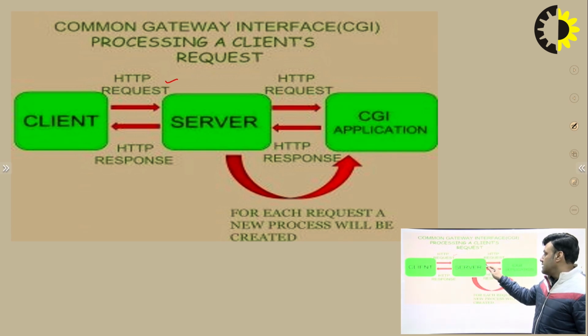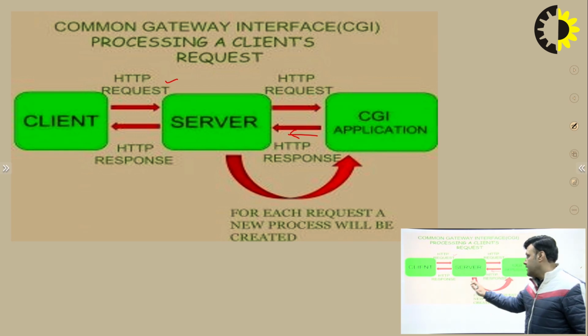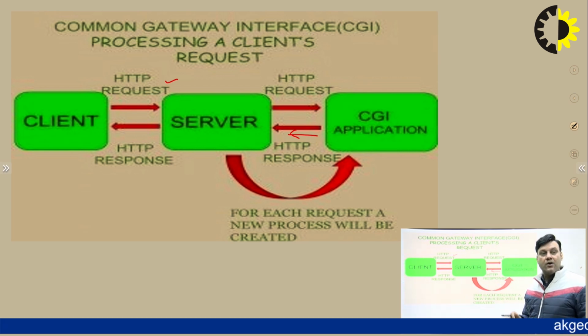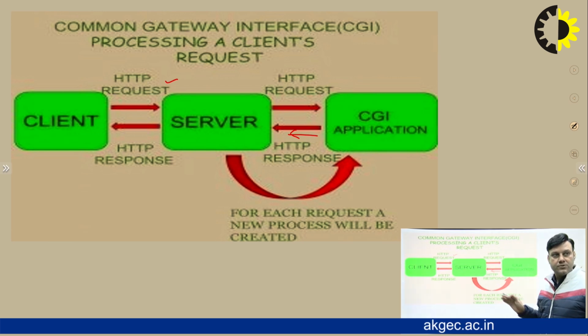In the case of servlet, there is a servlet program, but in the case of CGI, we have a CGI application. The request is sent to the CGI application, and in response this CGI application gives an HTTP response to the server, then an HTTP response to the client. In the case of CGI, for each request a new process will be created. But in the case of servlet, we have an individual thread for each request, which decreases the overload on the processor. So this is the major difference.